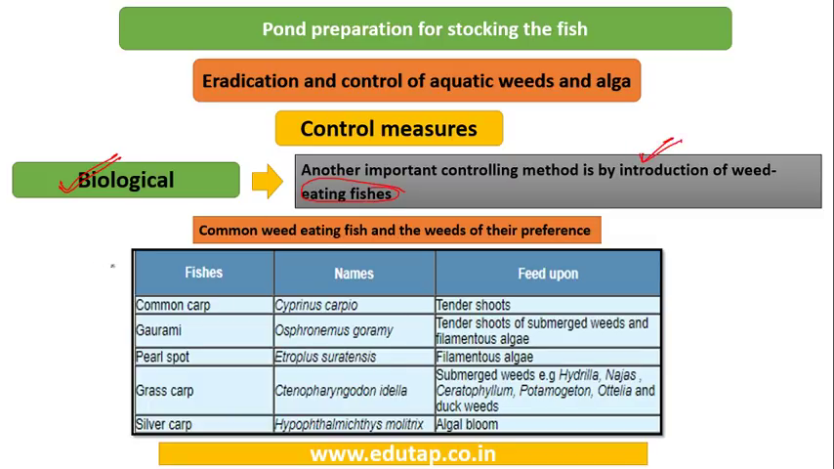Now you can see this tabular column. This is important for us when it comes to examination, right? So just know that common carp, gourami, pearl spot, grass carp, silver carp all can act as weed eating fishes, right? Similarly, I'm repeating this because it is important that you memorize the scientific names as well, okay? And we have also discussed that grass carp, silver carp, common carp all are exotic fishes. So keep revising whenever you get certain points like this. It is definitely going to help you in the examination.